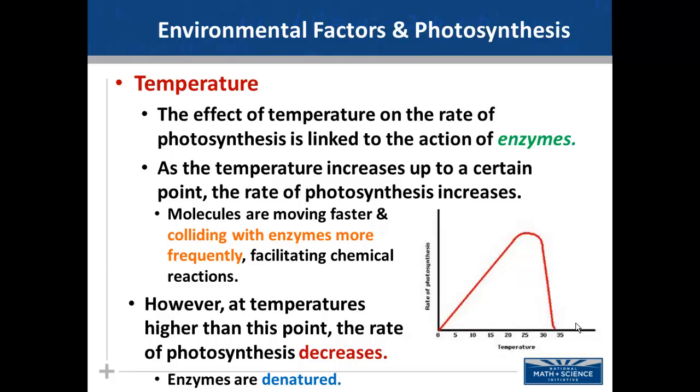However, once we get past this optimum point, which hopefully you can see right here, it reaches an optimum or a peak level of rate, and the rate of photosynthesis decreases. The reason for that is that the enzymes are denatured. Now, hopefully you remember enzymes are proteins, and proteins typically have 4 levels of structure.